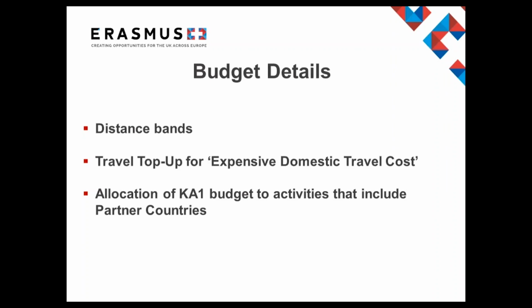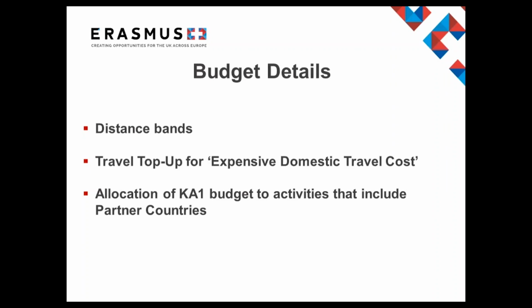Now we'll take a quick look at some details regarding the budget. Before I begin, I want to emphasise how important it is to take a careful look at the entire section on budgets within the programme guide. This can be found on pages 89 to 101 and our Key Action 1 Youth Guide for Applicants. Here you will find even more details and explanations for everything that I will be mentioning in this slide.